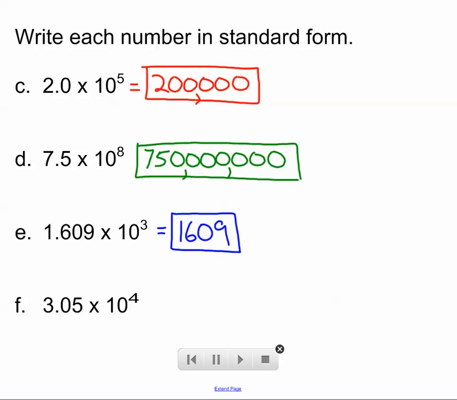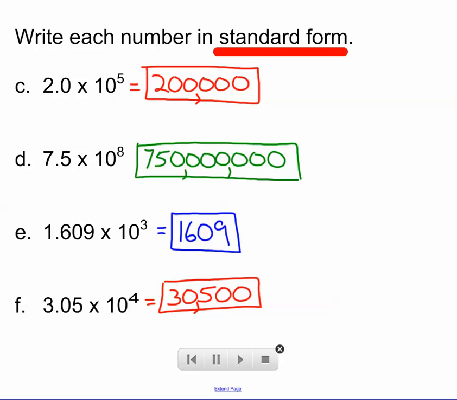And lastly, 3.05 times 10 to the 4th. We're going to move this decimal place 4 spots. It's like multiplying it by 10,000. So here we go. Move it 1, 2, 3, 4 spots. Throw a comma in there to organize it. All right. So that's going from scientific notation to standard notation.